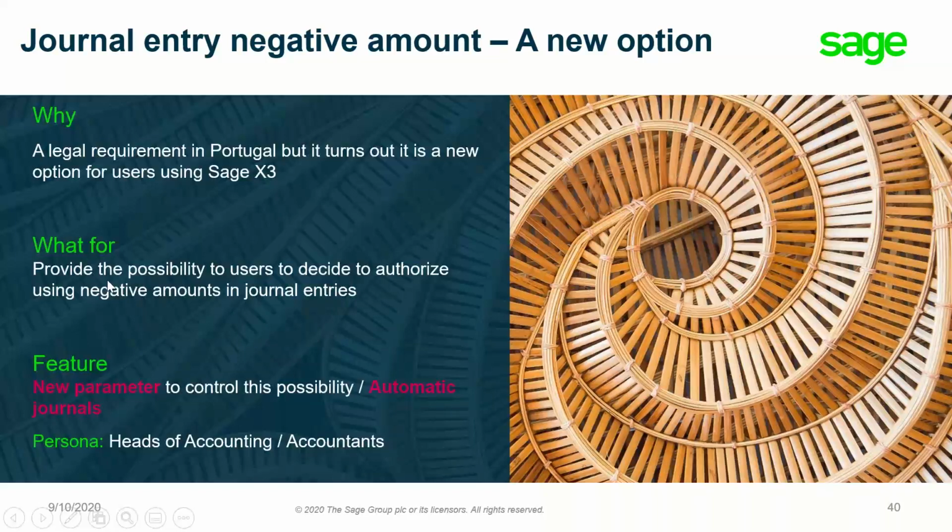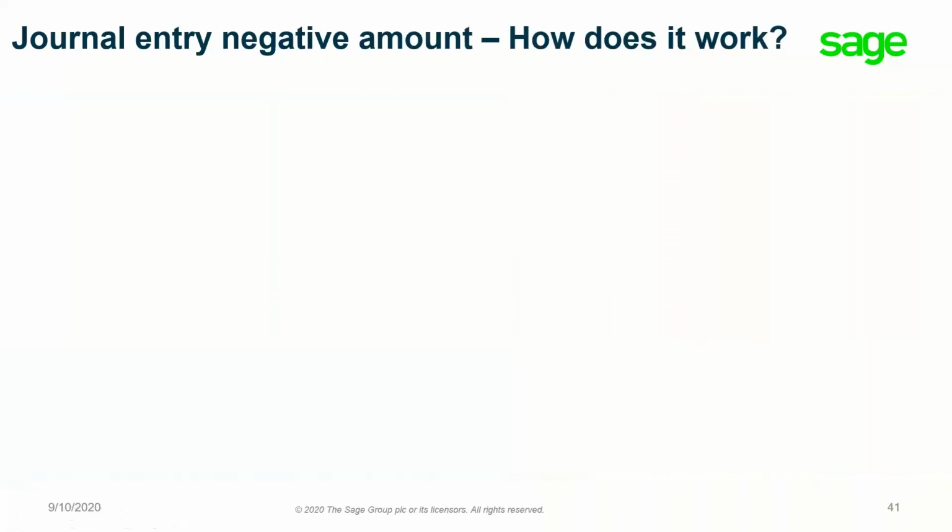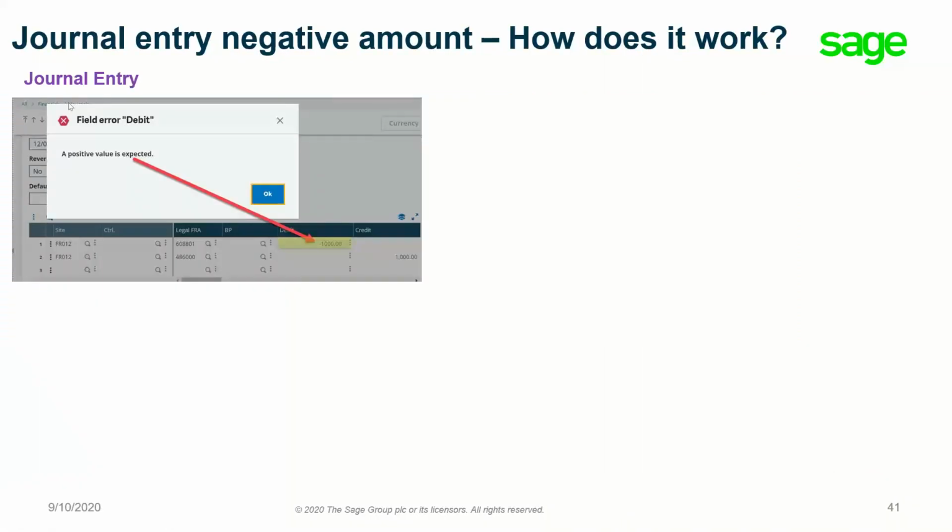So we have now provided the possibility for heads of accounting or accountants to decide whether to authorize using negative amounts in journal entries. There is a new parameter, and also some setup at the automatic journals. So how does it work? If you turn the parameter on, it means that you authorize your users to use negative amounts.